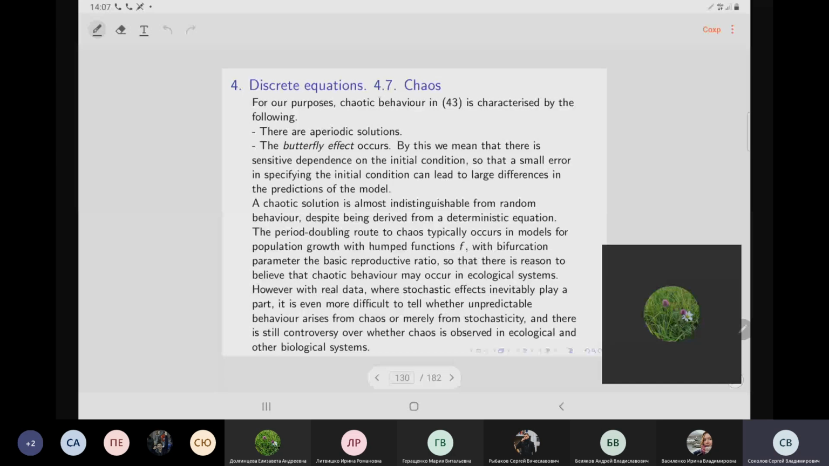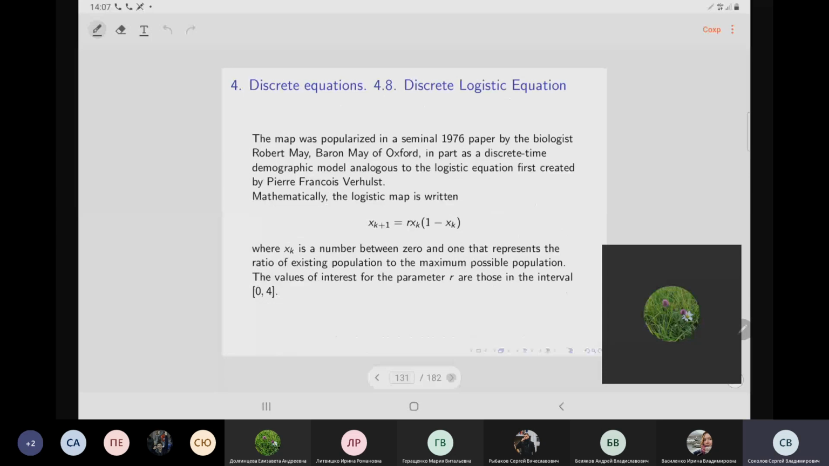These equations are really very close to our biological and ecological equations. So this chaotic motion can be seen in real life if we consider some insect population and so on. Next one.